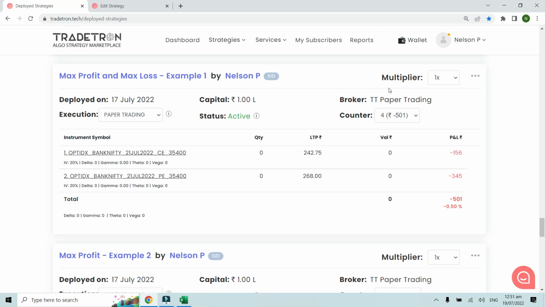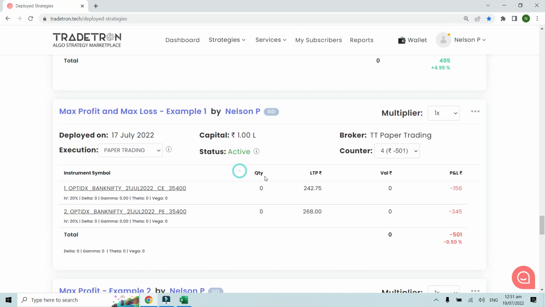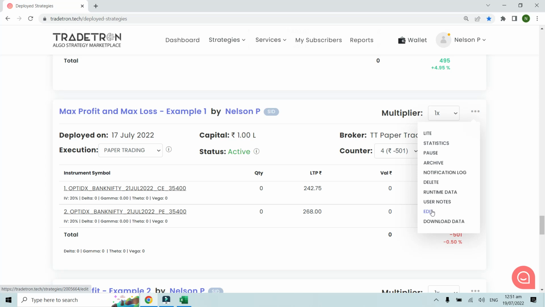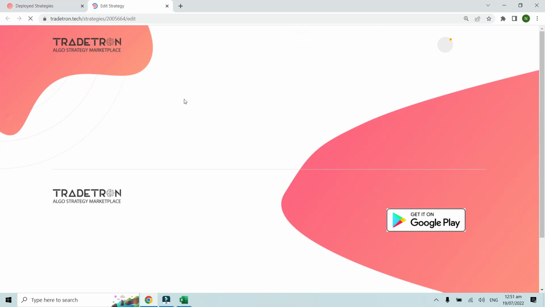Hello everyone. So in this video we will see different examples of using the max profit and max loss keywords. Alright, so let's just start with the first example. The first example is a simple use of max profit and max loss. I'll just open this strategy that we have.